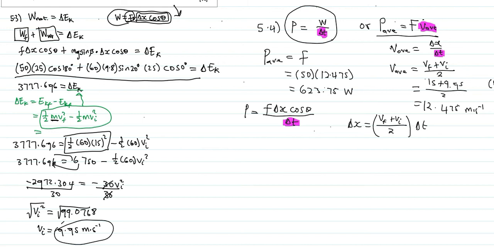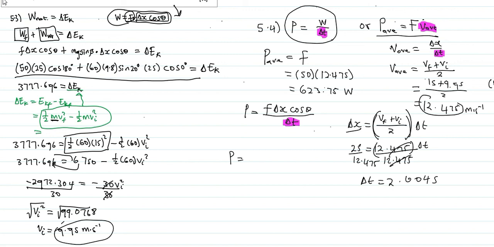Now, 25 is our displacement, and we have this part. We are going to put this one here. So we are going to have change in time. We will divide both sides by 12.475. Is going to be equal to, now we have our force to be 50, the frictional force.